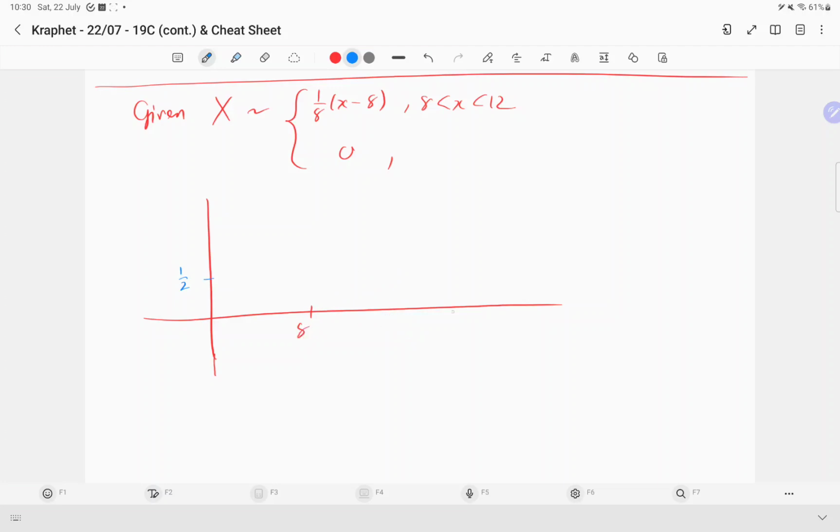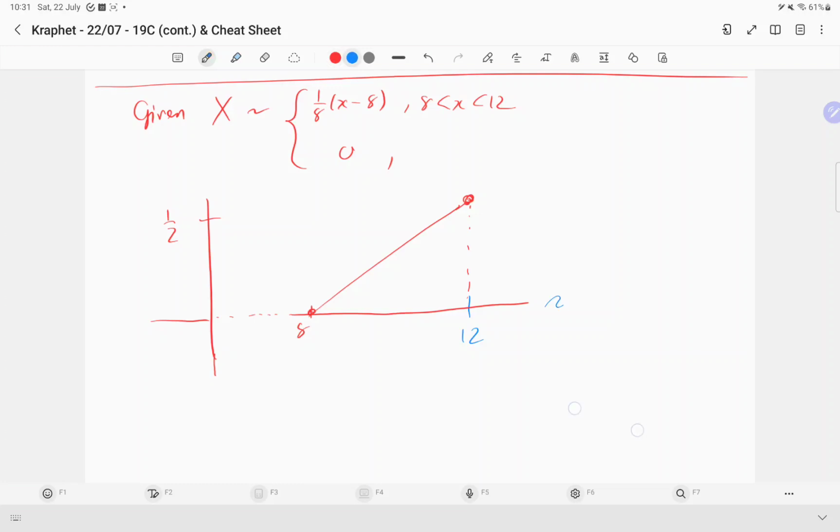I'll scale it out a little bit. So yeah, this is not to scale. Technically it should be like a dotted line here. Okay, so it goes from 8 and then it goes up to 1/2. Don't ask me how I got it, just sub the values in. When you sub in 8 you get 0, when you sub in 12 you get 1/2. Yep, okay, so this is the distribution.